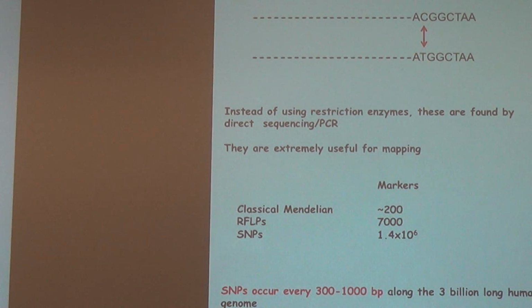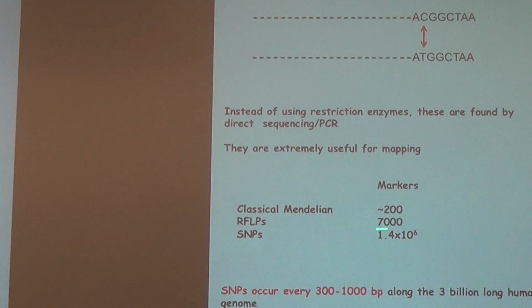Classical Mendelian, just imagine, you have 3 billion base pairs of DNA. You have 200 markers, right? So each marker is spaced very far apart. I can't do the math at this time. 3 billion divided by 200, you do the math, you'll figure out approximately on average how far apart each of those markers are located. If you use RFLPs, there are about 7,000 RFLPs that we have mapped in the human genome across the 3 billion base pairs. So yes, you get a much better picture when you have 7,000 markers compared to 200 classical Mendelian markers.